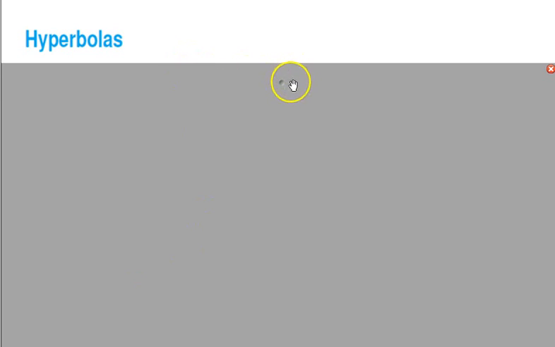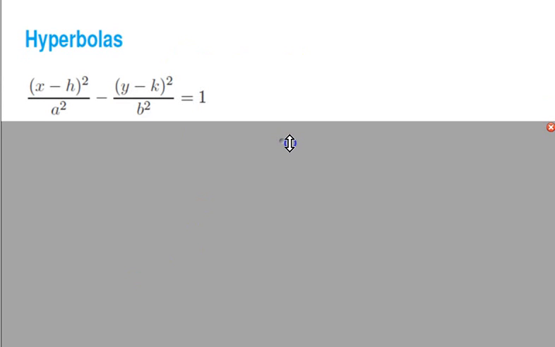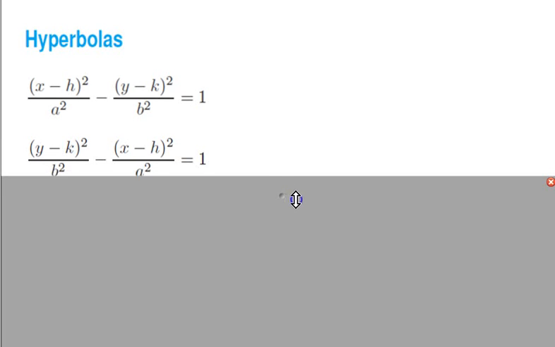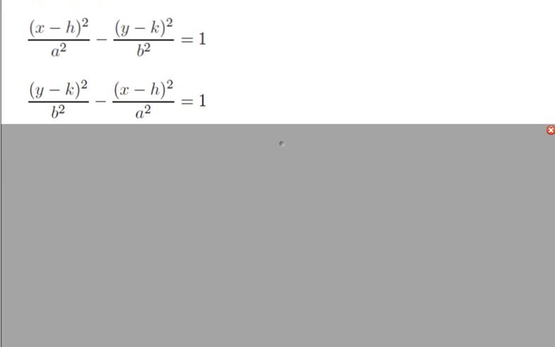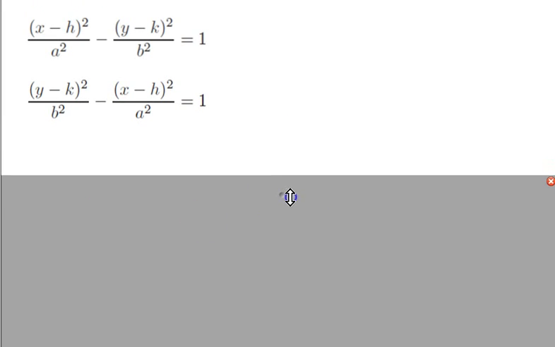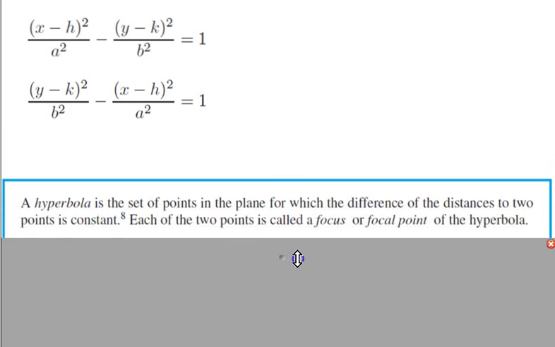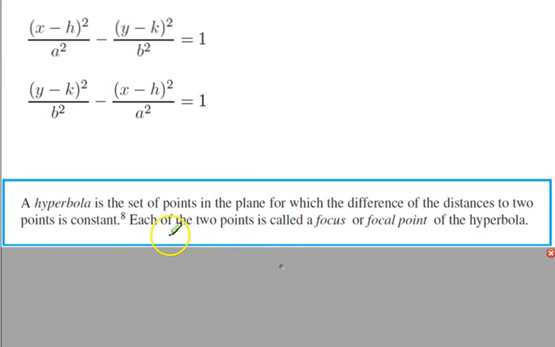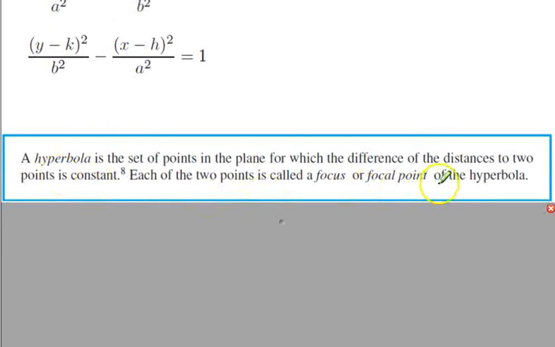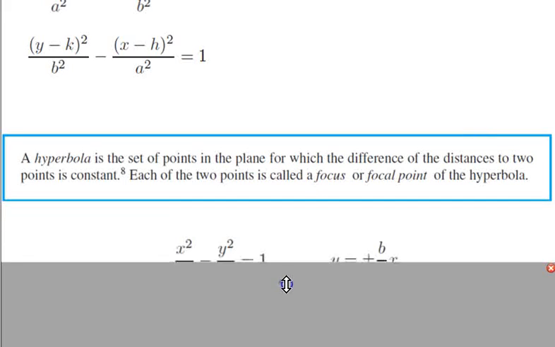Okay, now let's move on to hyperbolas. Hyperbolas, if you remember the implicit form, also involve h, k, a and b. But we have two types of hyperbolas, a horizontal and a vertical hyperbola. As you can see, they have similar formats, but geometrically, a hyperbola is a set of points for which the difference of the distances to 2 points is constant. With an ellipse, it was the sum of the distances that is constant, but for a hyperbola, it's the difference. And those 2 points are the focus points, or the foci of the hyperbola.